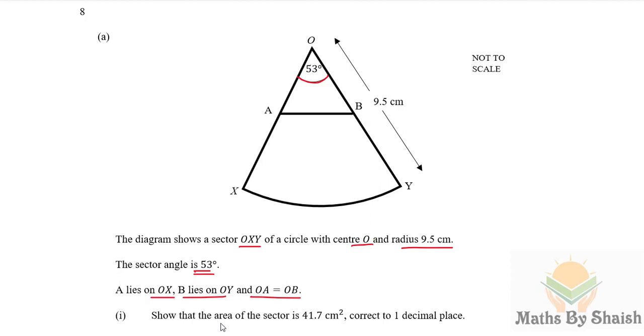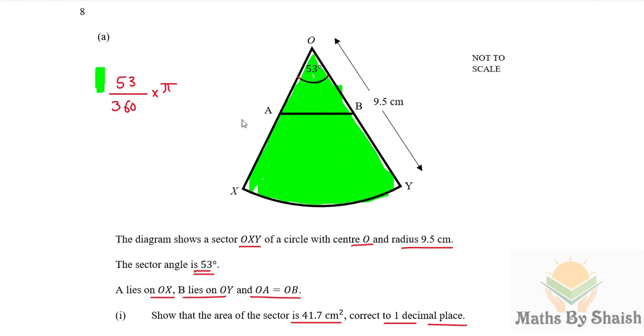First question is to show that the area of the sector is 41.7 centimeter square, correct to one decimal place. It means we need to find the area of the sector. For the area of the sector we have a formula. The angle phi is 53 degree, so it is going to be 53 over 360 multiplied by pi r square. Here r means radius, and radius is 9.5, so it is 9.5 square.